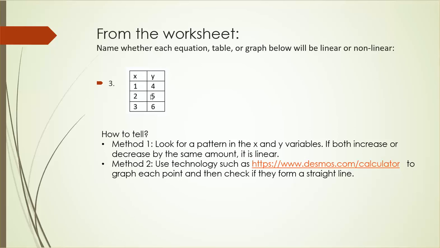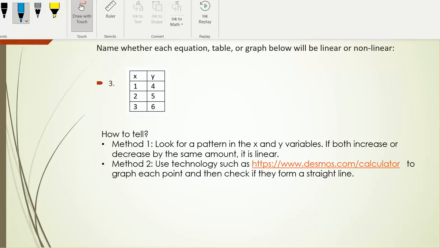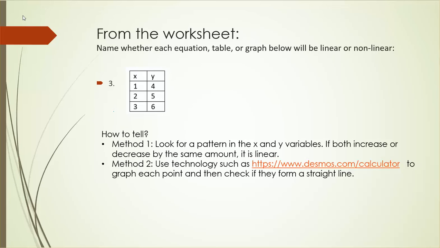So to check and see if a table is linear or non-linear, we can do method 1, look for a pattern in the x and y variables. If both increase or decrease by the same amount, it is linear. Or we can use technology again and plot these points. So if we want to check the differences or check if they're increasing or decreasing, we check the x variables and they're all increasing by 1. And the y values are all also increasing by 1. So from 4 to 5 is 1, from 5 to 6 is 1. So that means that this is linear.